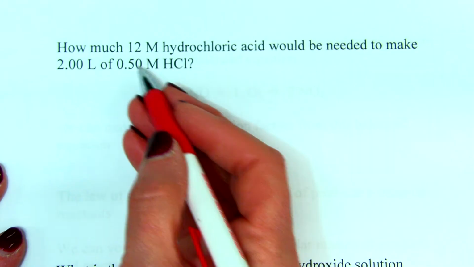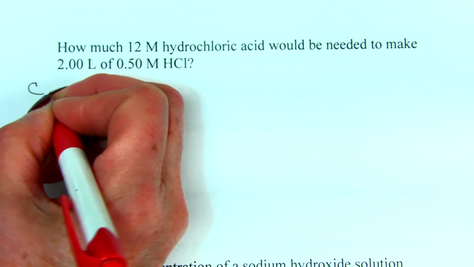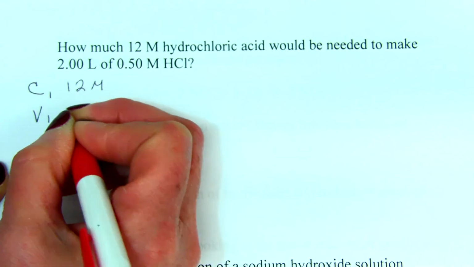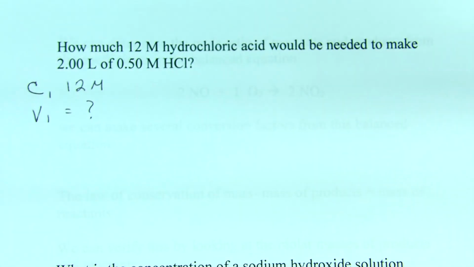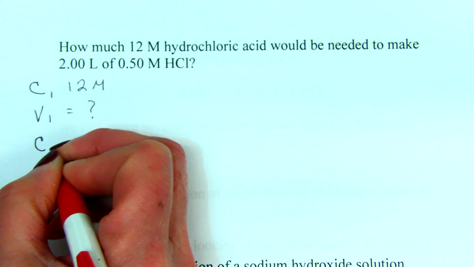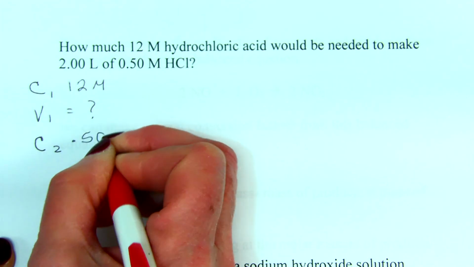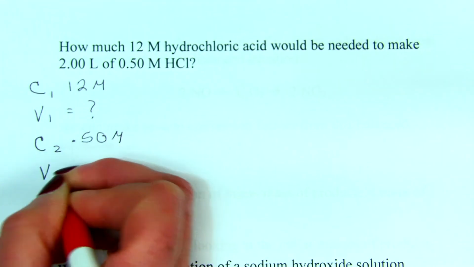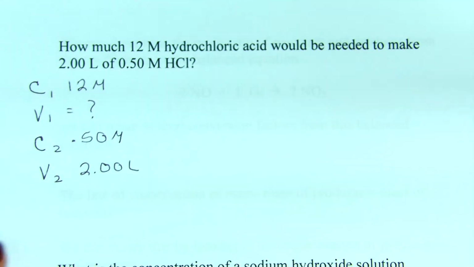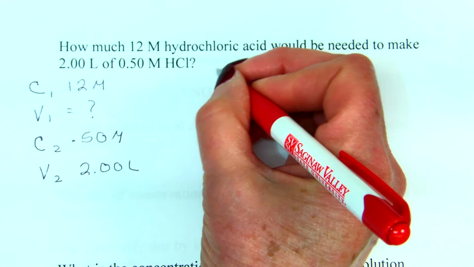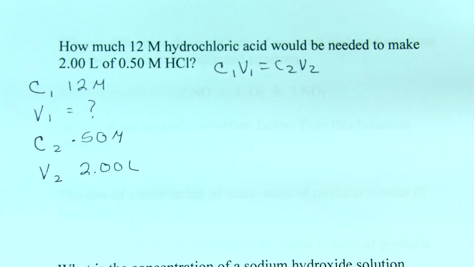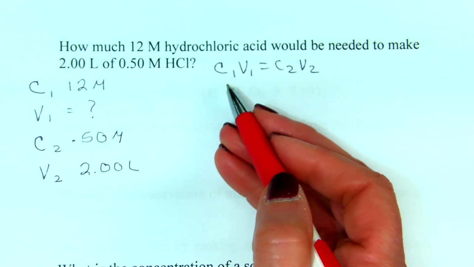So how much 12 molar? Well, my original concentration is 12 molar. My original volume, that's what I don't know. How much of that 12 molar would I use? And what's my new concentration? I want it to be 0.50 molar. And my new volume, I want 2 liters. So we know C1V1 equals C2V2.